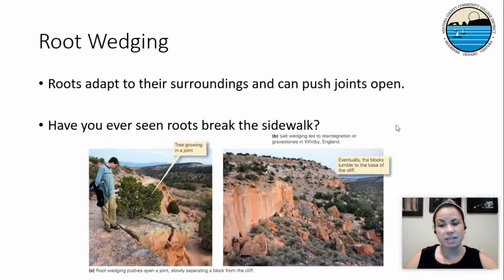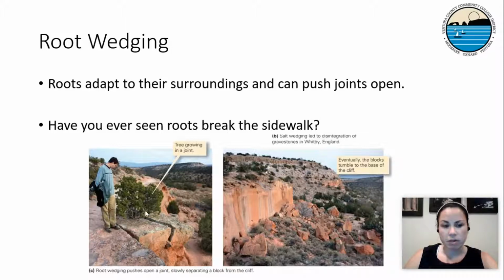but we definitely do see some root wedging. And this is where roots from a bush or a tree push joints open. Have you ever seen the roots break apart a sidewalk? I think that's fairly common here, where you see not just grass, but a nearby bush has rooted underneath concrete slabs and pushes its way through a crack in a slab. That would be an example of root wedging.